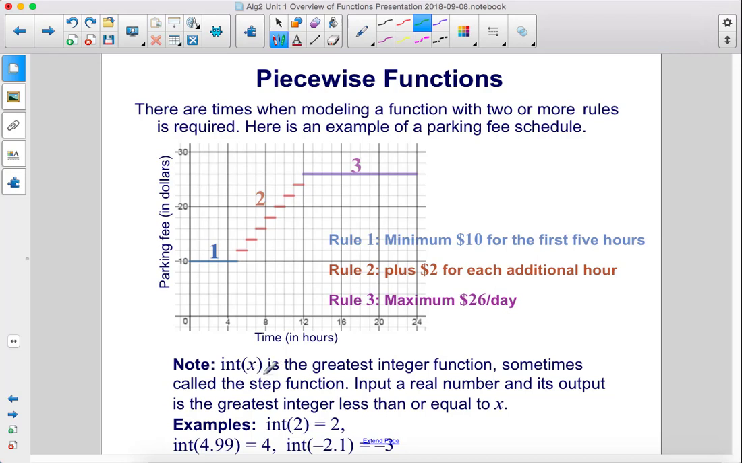Note, int x is the greatest integer function, sometimes called the step function. Input a real number and its output is the greatest integer less than or equal to x. For example, int 2 equals 2, int 4.99 equals 4, int -2.1 equals -3.